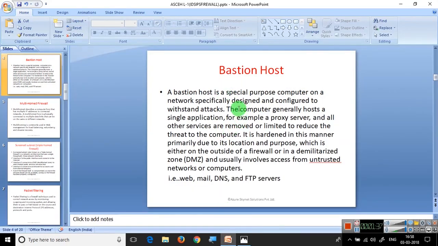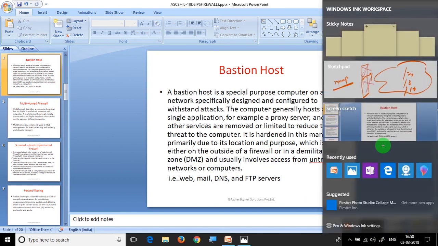It's saying, for example, that this computer generally hosts a single application and all other services are removed or limited to reduce the threat to the computer. It is hardened in this manner primarily due to its location and purpose, which is either on the outside of the firewall or in a demilitarized zone. What is this demilitarized zone? I will elaborate. Usually the best examples of a bastion host are webmail, DNS and FTP servers. So let me explain what this DMZ is. You are getting a new word, DMZ.